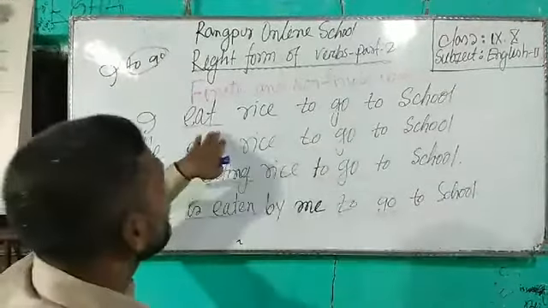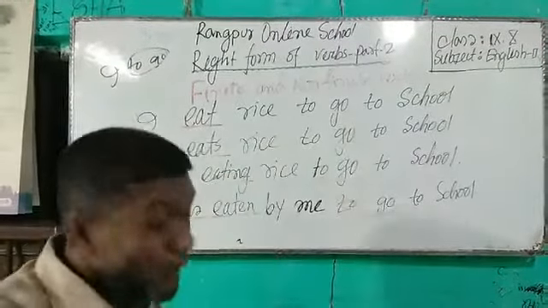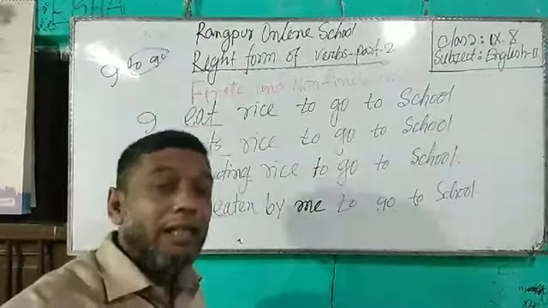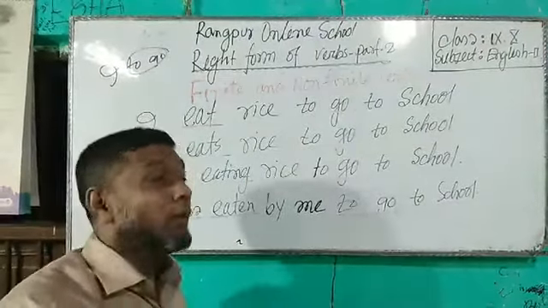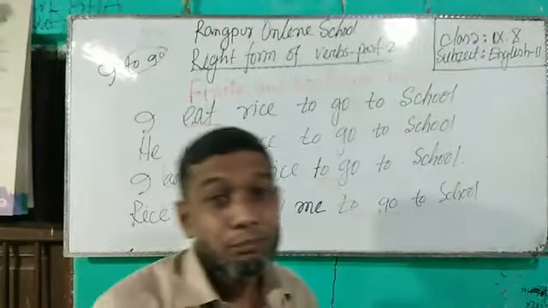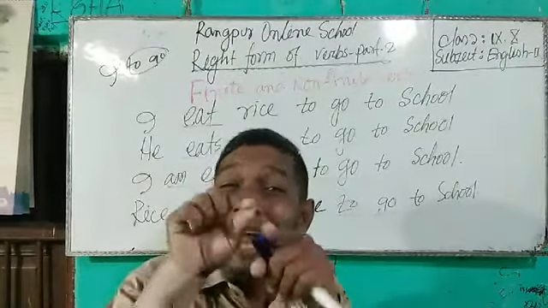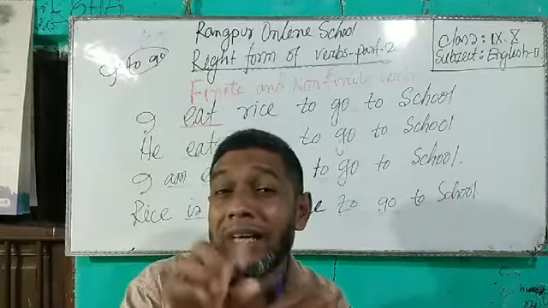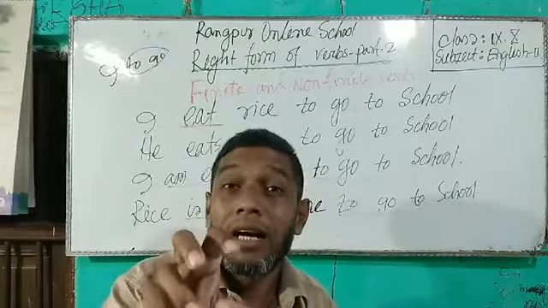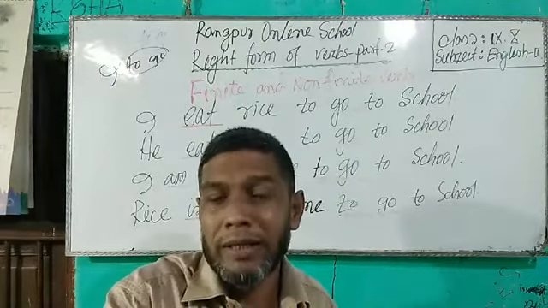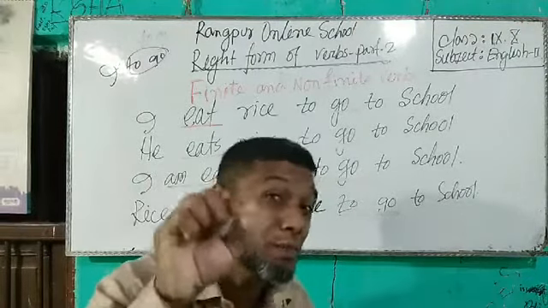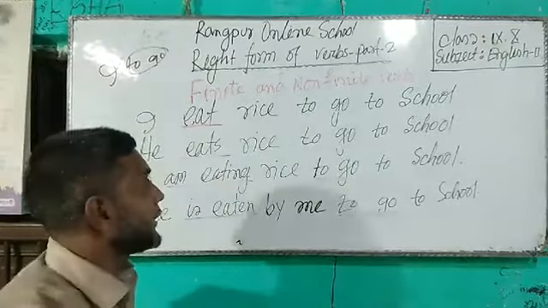It is a complete sentence. But what happens? There are two verbs here. One is finite and another is non-finite. So my question is, dear students, how can I identify a finite and non-finite verb in a passage or in a sentence very easily? This is my target.